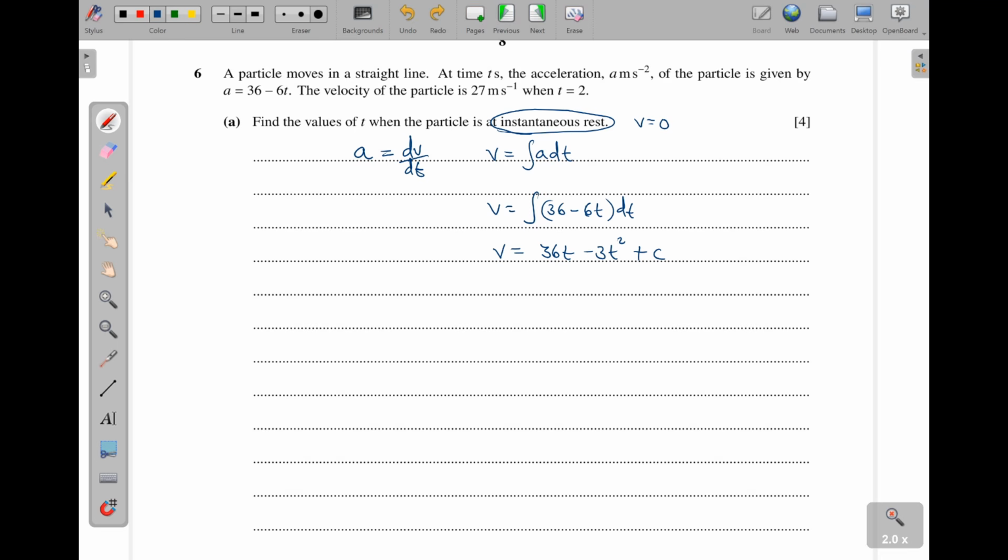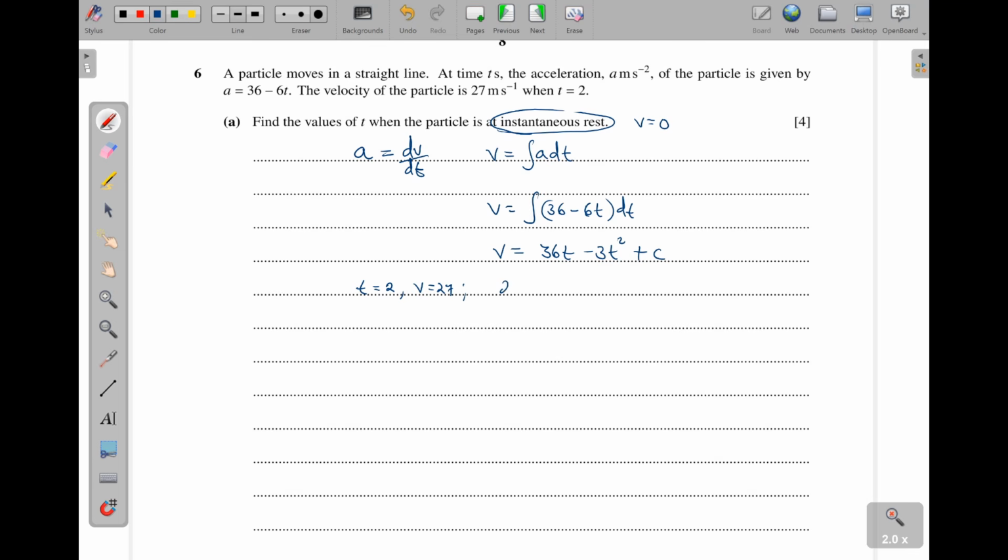Now they said that the velocity, they didn't say that the particle started from rest. They just say that a particle moves in a straight line. At time t seconds, the acceleration is given by this. Then they give you the velocity, 27, when t is equal to 2. So don't assume here that t is equal to what? 0. Now let us use this value of t given. You have said that t is equal to 2, then the velocity is equal to 27.